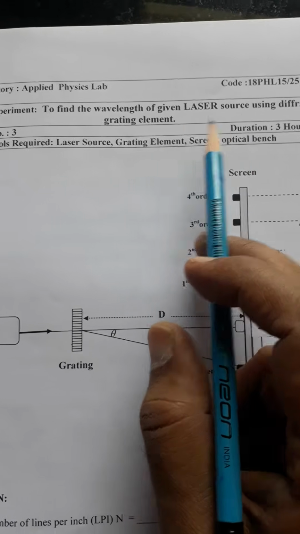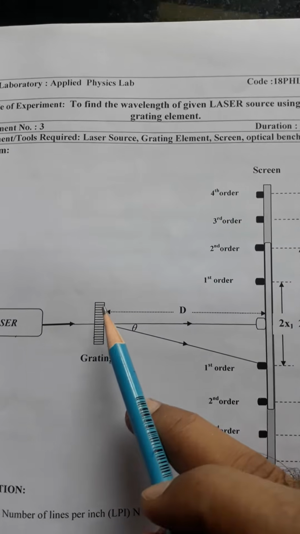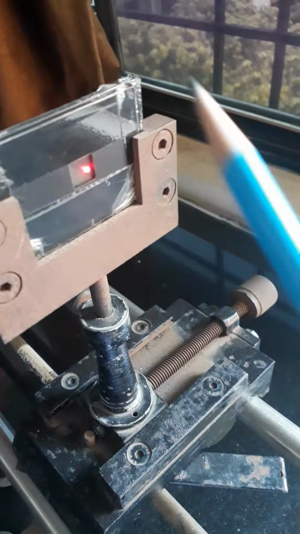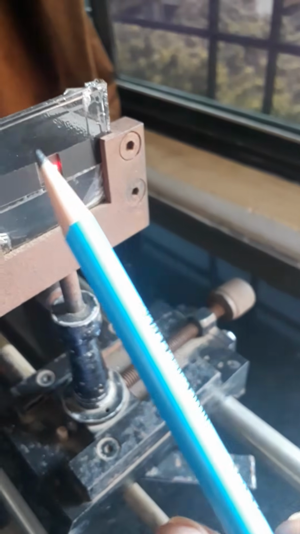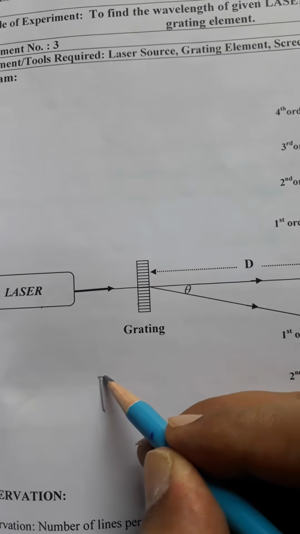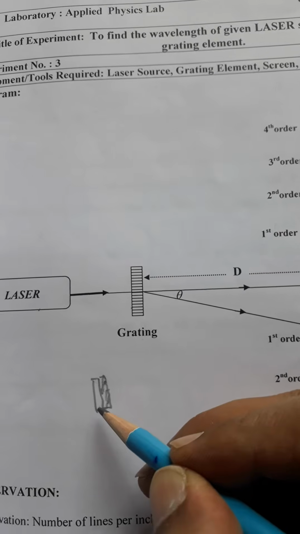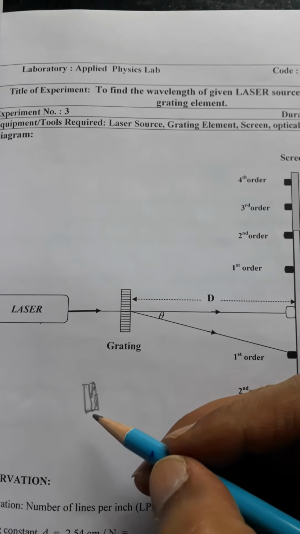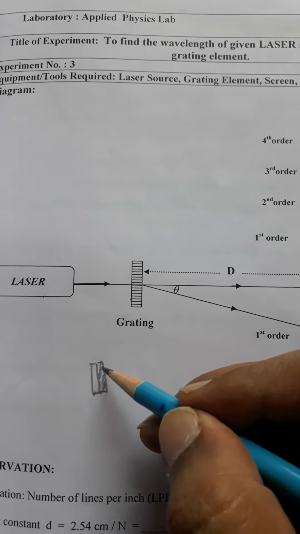Now we are going to use a diffraction grating, which is shown here in this diagram, and which looks like this. So this is the diffraction grating. Here you can see this laser spot, and this is a window. The grating consists of slits and opaque surfaces, and usually a grating is specified by the number of lines per inch. So one line consists of a slit and an opaque surface.